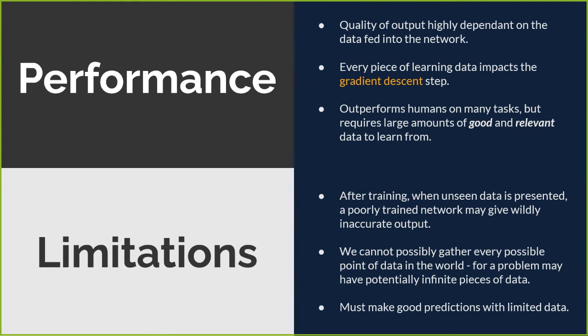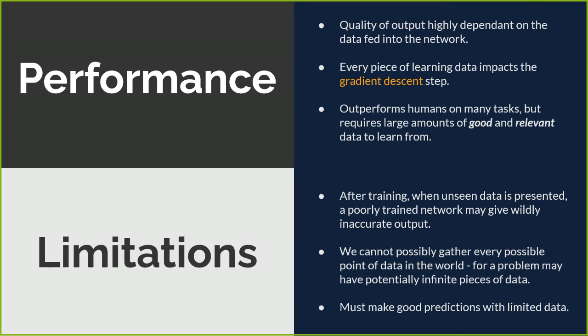Some things to think about with all of this is that the quality of our output, or the quality of our neural network, is highly dependent on the data that we feed into the network. Every piece of data that we give it dramatically impacts the gradient descent step. Every data point can dramatically alter the way that the gradient descent works, and it can give you different outputs. It can change the shape that you're modeling in hyperdimensional space, and it can even give you completely different weights, just based on the data points that you feed into the network, or even the order of the data points that you feed into the network.